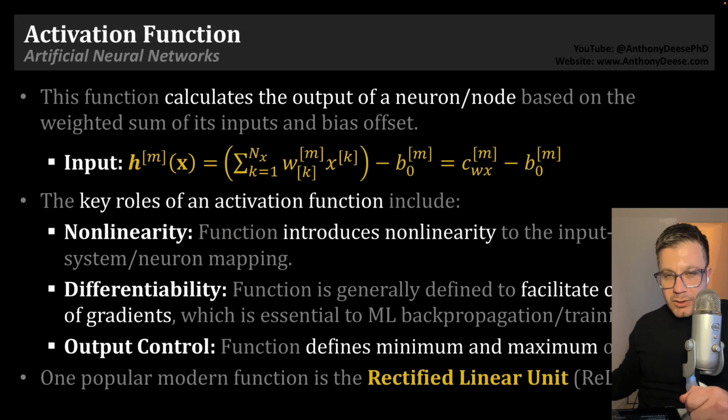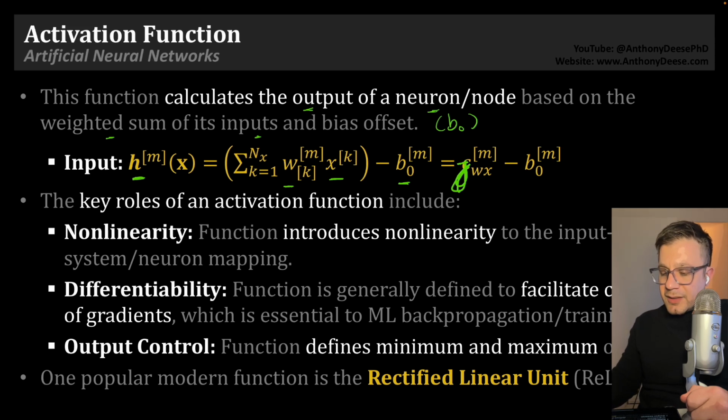Okay, so let's talk more about the activation function. The activation function calculates the output of a neuron or a node based on the weighted sum of its inputs as well as the bias offset, which we call b sub 0. We've talked about this value several times before, it's h, which is equal to the weighted sum of all of the states in the system times their respective synapse weights, minus the bias offset for that specific neuron. And here, I apologize, I switched from C to gamma.